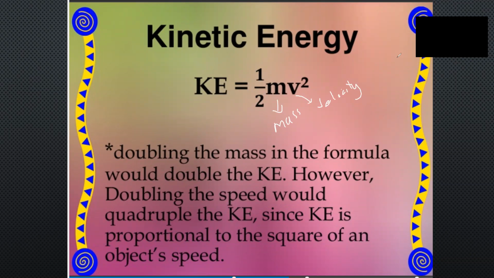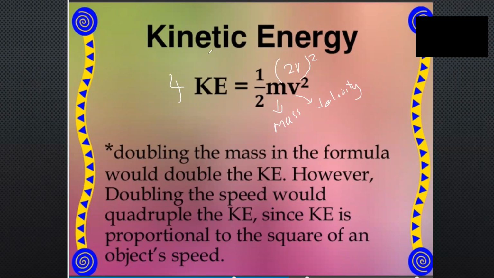Now, if we double the mass, the kinetic energy will be doubled. But if we double the velocity, since it's squared, it will quadruple the kinetic energy. So doubling the mass will double the kinetic energy, but doubling the speed will quadruple the kinetic energy, because v here is squared. So from here, we see that the kinetic energy depends on the mass and the velocity.